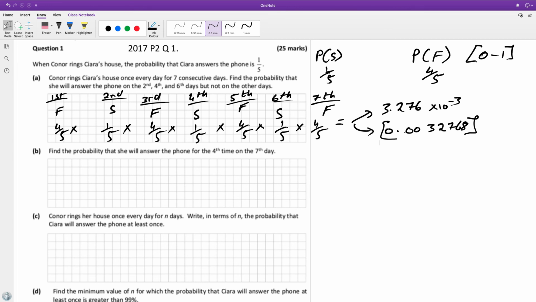Right. The second bit of the question. Find the probability that you will answer the phone for the 4th time on the 7th day. Now, the question with failure and success, when you get specifics, i.e. she will answer it for the 4th time on the 7th day, what are we thinking? Binomial, exactly that. When you get specifics, it's binomial as success and failure. So, what do we want to happen?